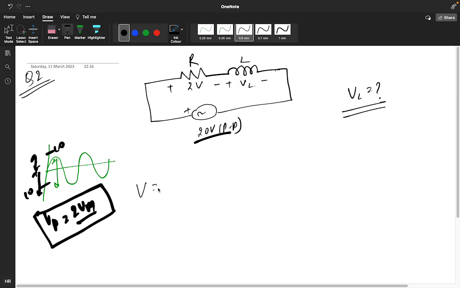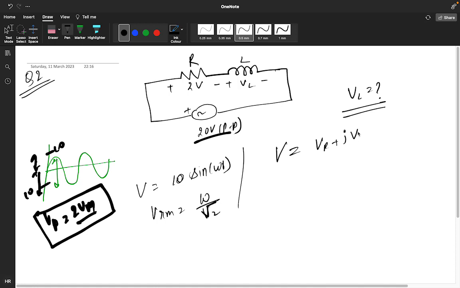You have the supply of 10 sine omega t. If you convert this into the RMS value, what will you get? Vrms is equal to 10 upon root 2. For a series network, how was the result? Overall V was VR plus J VL. Remember this one, V is equal to VR plus J VL.